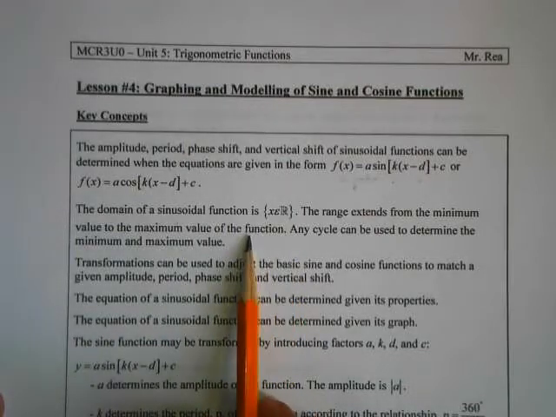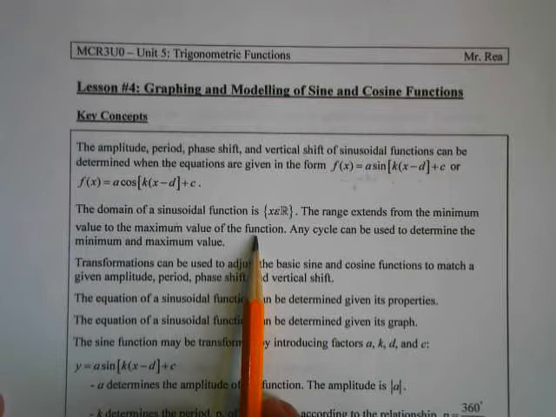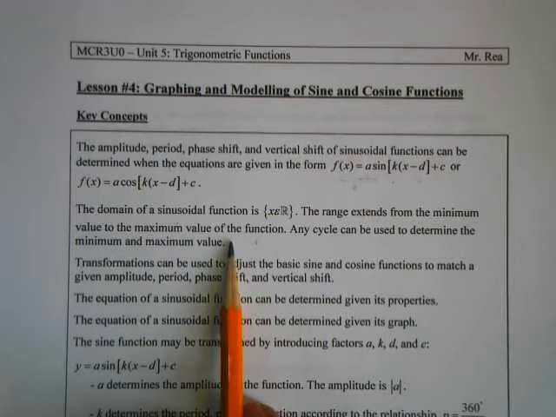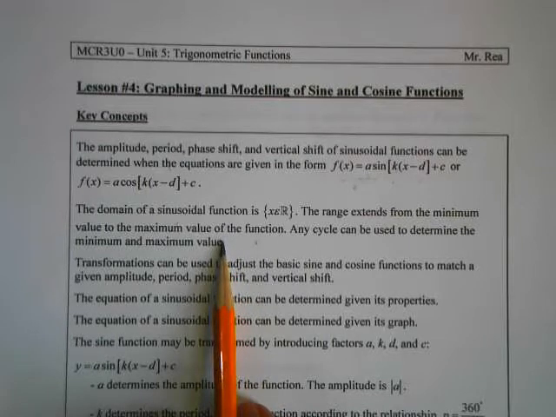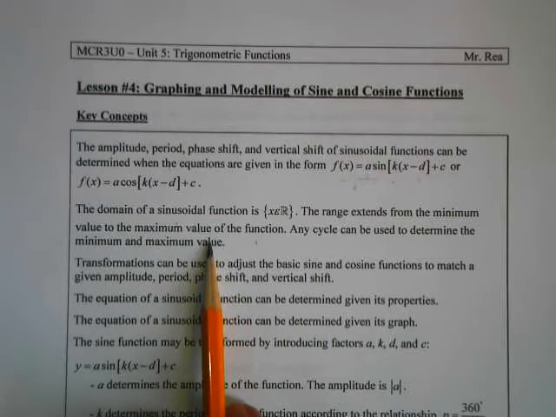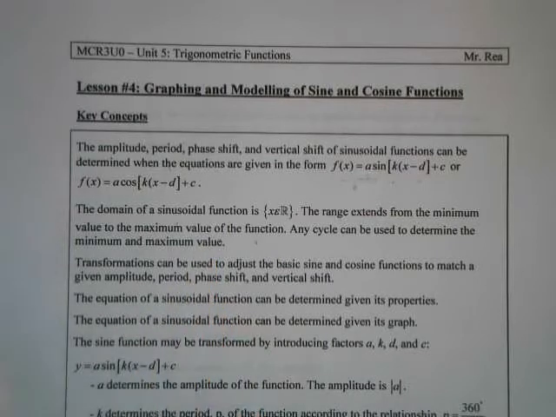And in terms of the range, it depends on the maximum and minimum, which you can derive from the values of A and C. And if you had any piece of a graph that shows a complete cycle or period, you can figure out the range, because that'll tell you the highest and lowest values within one cycle, which is the same for the entire graph.